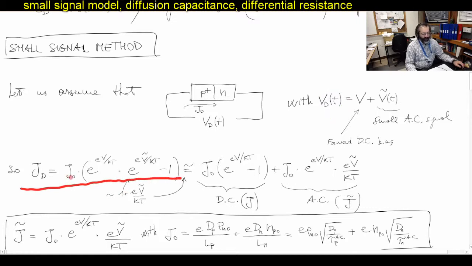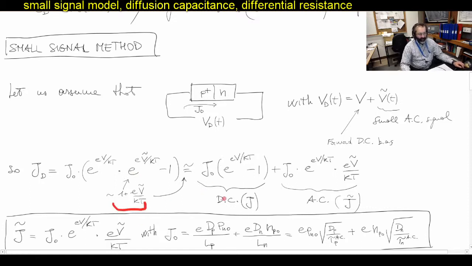So J is J0 times e to the eV over kT. This is the V that is DC, so it's a constant, times e to the eV tilde over kT, where V tilde is this small oscillating signal, minus 1. Now, because V tilde is small, we can expand this exponential using a Taylor expansion to the first term, and so we substitute it with this term here.